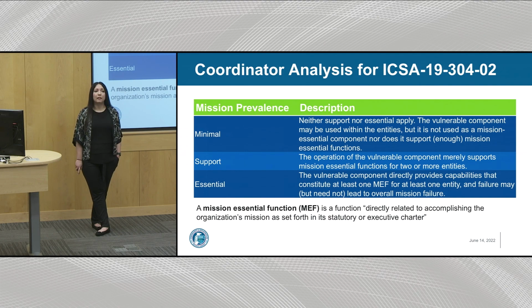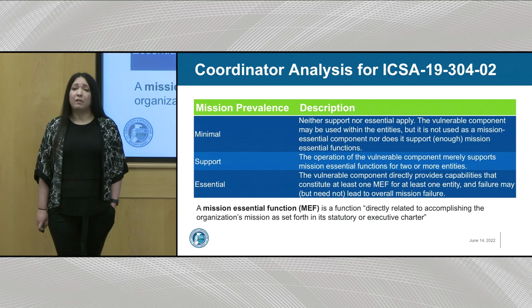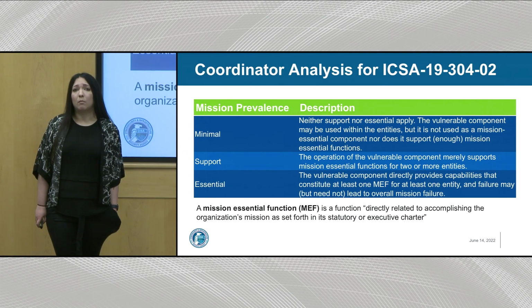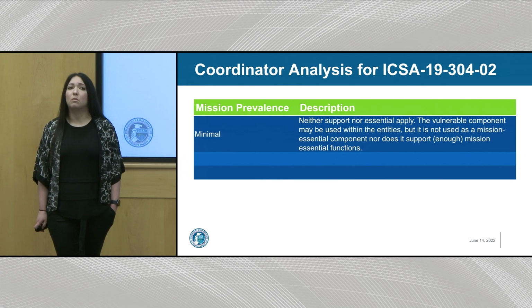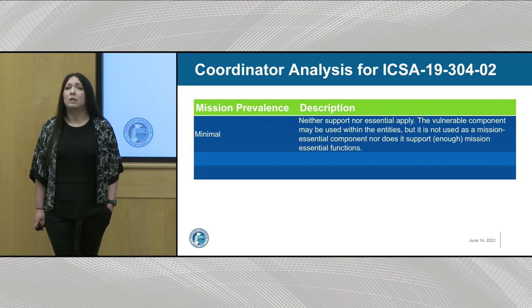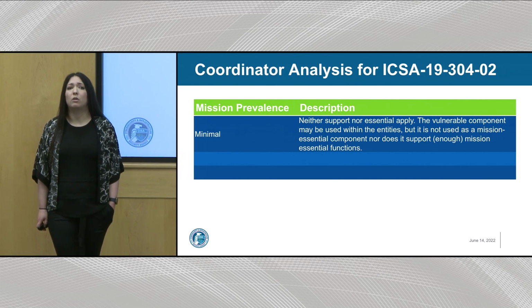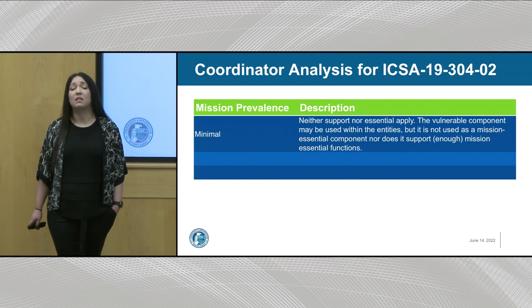Mission prevalence, again, looks at the functionality and the number of devices in the environment. The affected products are IP cameras and recorders, and there was stated to be no known detected prevalence in the training environment. Based on this information, we would state that this has minimal mission prevalence. Neither support nor essential apply. The vulnerable component may be used within the entities, but is not used as a mission essential component, nor does it support enough mission essential functions.